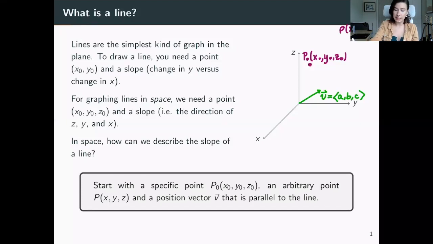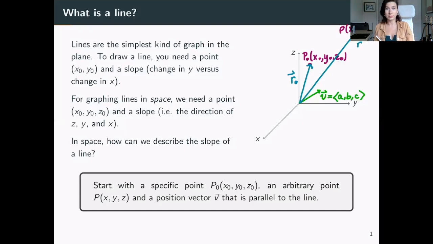Next, in order to set things up, we're going to look at a vector, because we're working with vectors, the vector that goes from the origin to my point P0. I'm going to label this vector as R0. I'll do the exact same thing for my point P. So here we're looking for a vector from the origin to my point P. And I'm just going to call this my vector R.